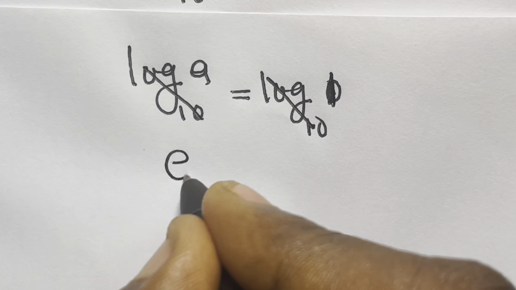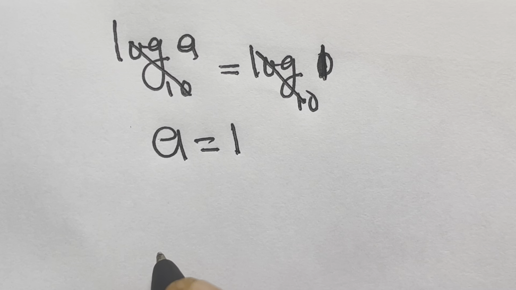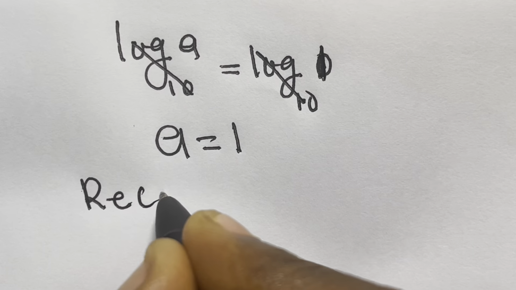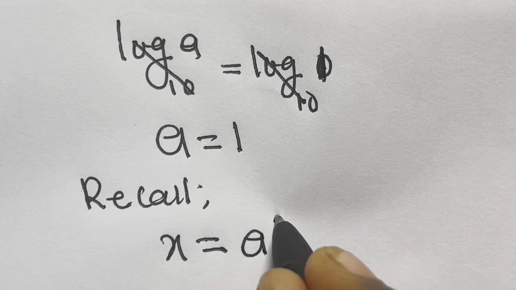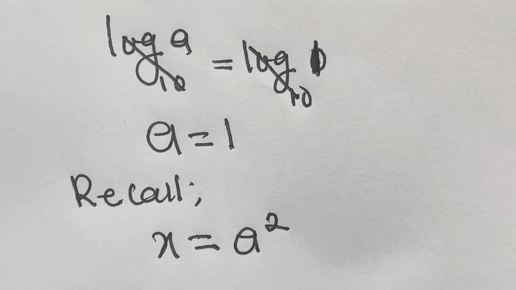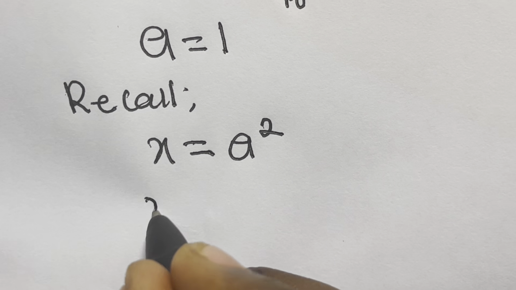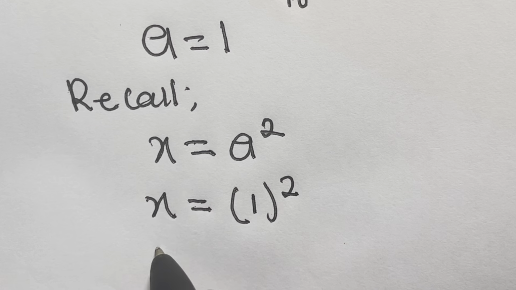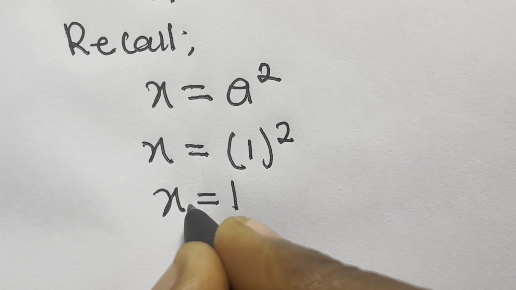So now we have a equals 1, right? But we are not looking for a here, we are looking for x. So we recall that our x is equal to what? Our x is equal to a square. And we have gotten our a to be equal to 1. So we can easily substitute a here. So we have x equals, what's our a? 1. So 1 square will give us 1. So our x is equal to 1. So you can just say this is x1.